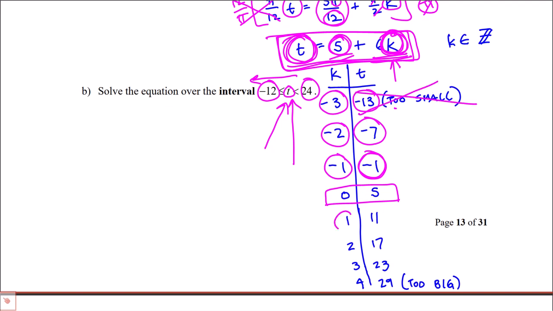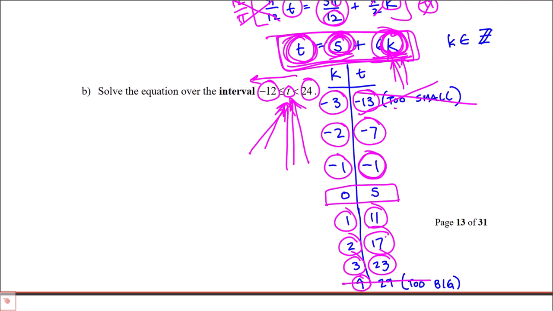Going the other way, I plug in 1 for k, I get 11, that's in here. I plug in 2, this is 12 plus 5, I get 17, that's in here. I plug in 3, 3 times 6 is 18, plus 5 is 23, that's in here. I plug in 4, and it's too big. So then the k values, the t values they want are from here to here, the t values, that's the goal. The k is what we're using to get to the t.